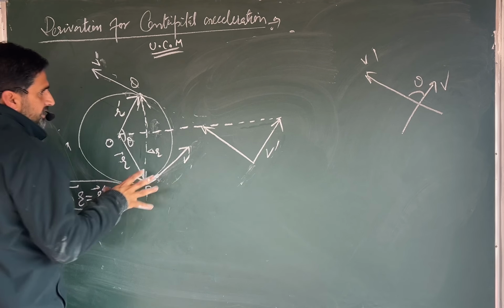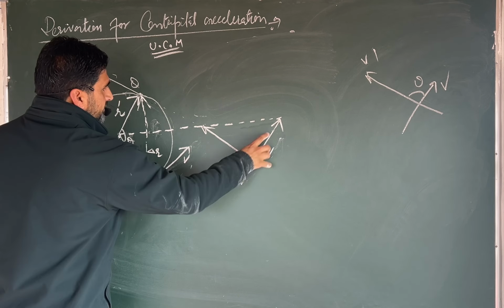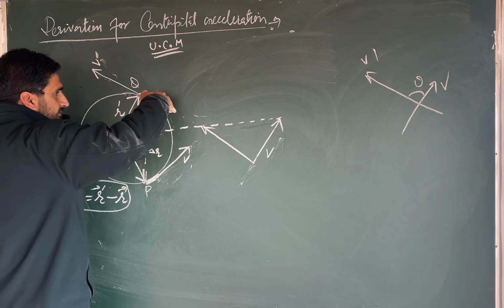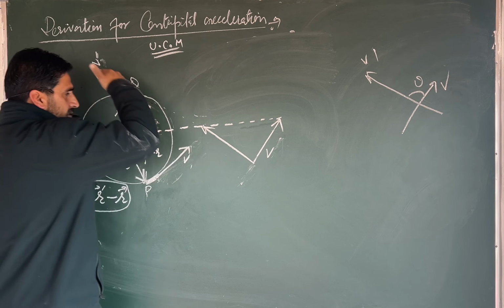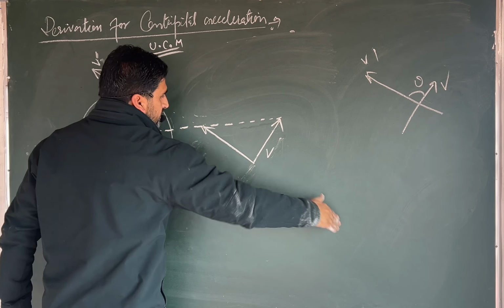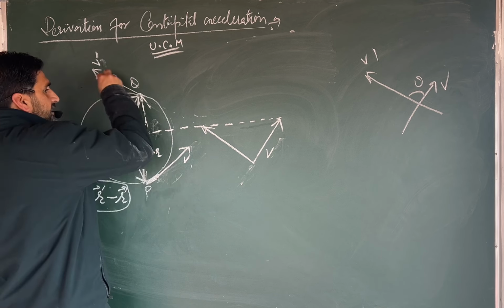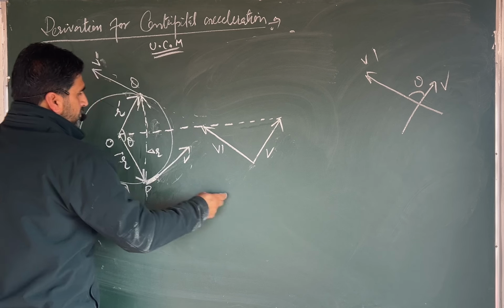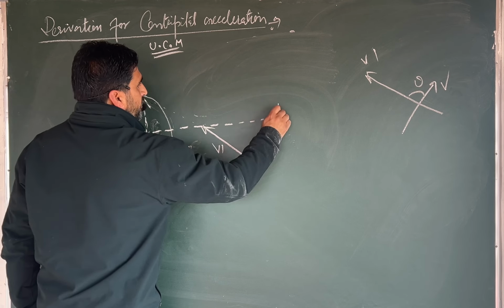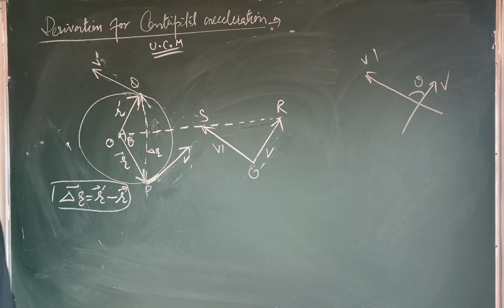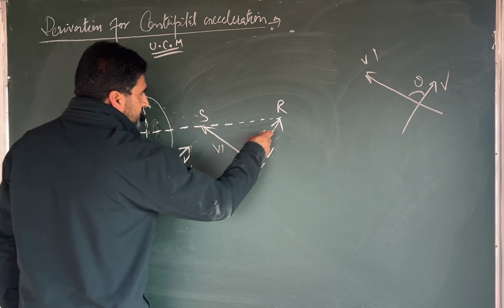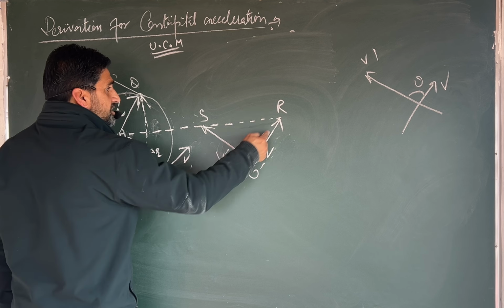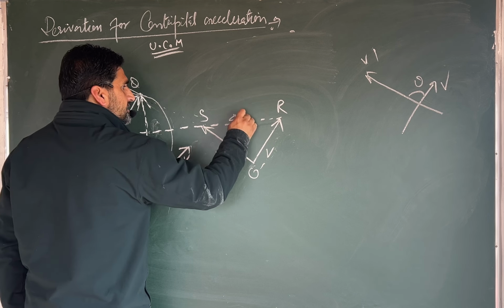It is very important to understand this point. This is vector v parallel to this, and this I produce backwards like this, increasing the magnitude in the backward direction, so it comes like this. This is v dash. Suppose this is O dash, and this is point R, and this is S. Then the change in velocity, this is v, this is v dash, then the change in velocity will be, let's say, this, in this direction.